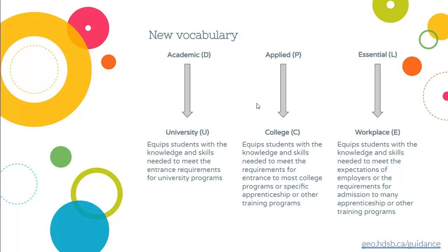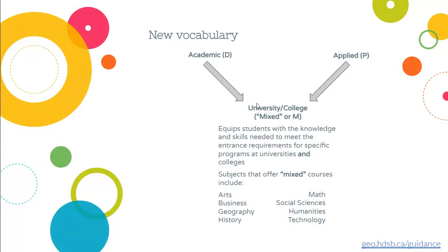Those applied courses in grade 9 and grade 10, the terminology and vocabulary now changes to the term college, and those courses equip students with the skills and knowledge that they need to enter college programs and apprenticeship programs as well. The essential or locally developed courses now change to workplace, signified by the letter E in the course code, and that equips many students for their apprenticeship programs or training programs and the workplace.